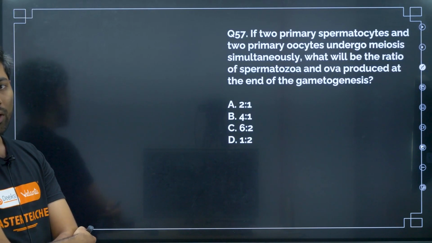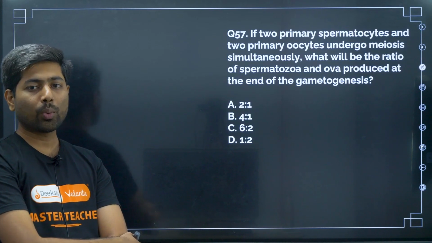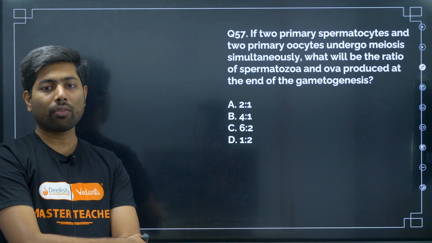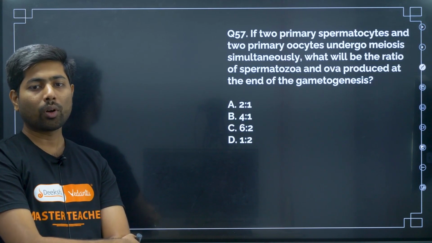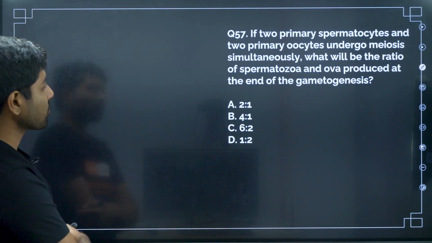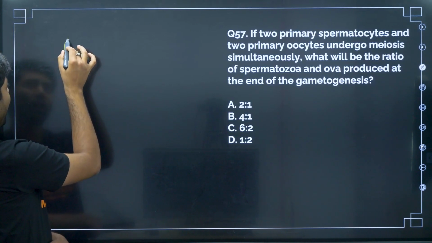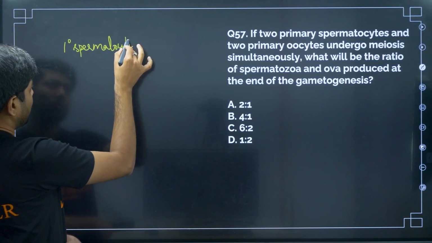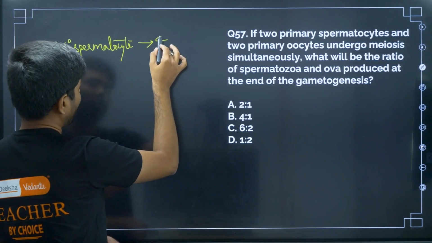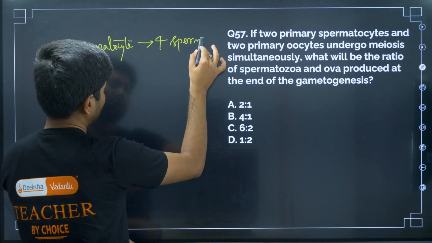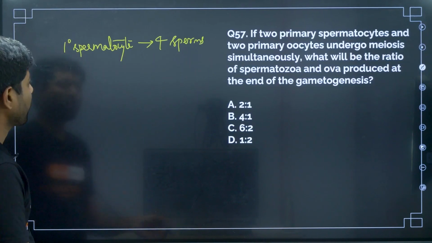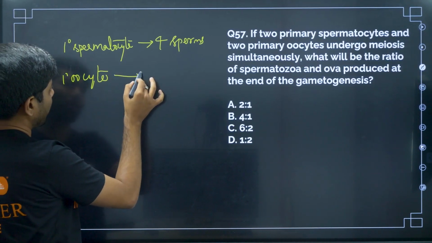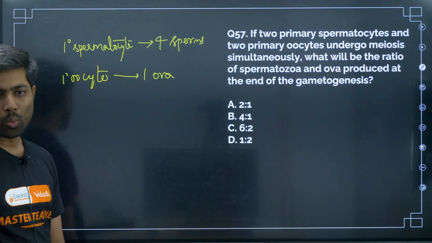Very nice question, right? If two primary spermatocytes and two primary oocytes undergo meiosis simultaneously, what will be the ratio of spermatozoa and ova produced at the end of gametogenesis, right? Very simple question. We know one primary spermatocyte will produce 4 sperms at the end of spermatogenesis. We know one primary oocyte will produce 1 ovum at the end of oogenesis, correct?